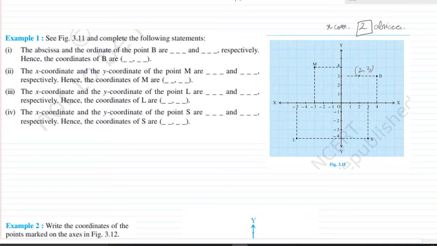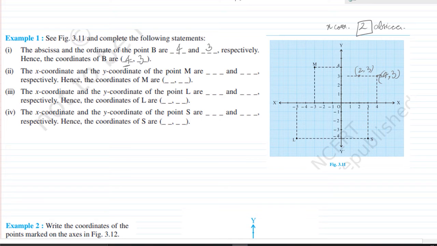Now write the abscissa of the coordinate B. What is B? On the x axis it falls on 4 and on the y axis it falls on 3. So the coordinates of point B are 4, 3. The abscissa of the point B is 4, the x part, and the ordinate of B is 3.